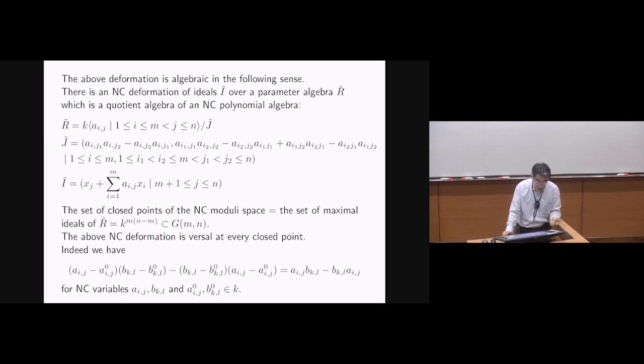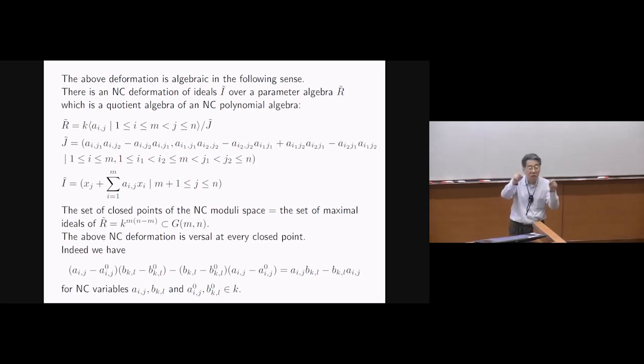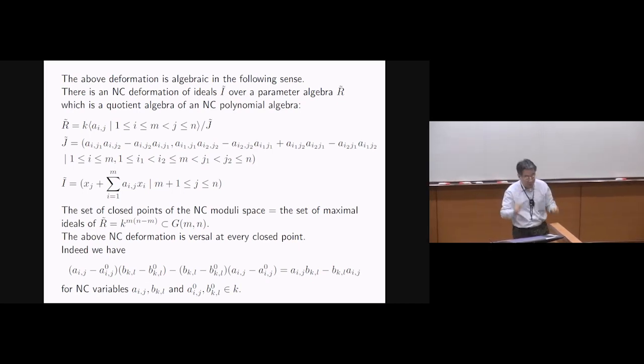This is a quotient algebra of the NC polynomial algebra. So in this case, this is not formal, but just polynomial. But the terms are the same. I just removed this bracket on both sides. There were two brackets for the formal case, but in this case, I have only one bracket. So this is not formal.